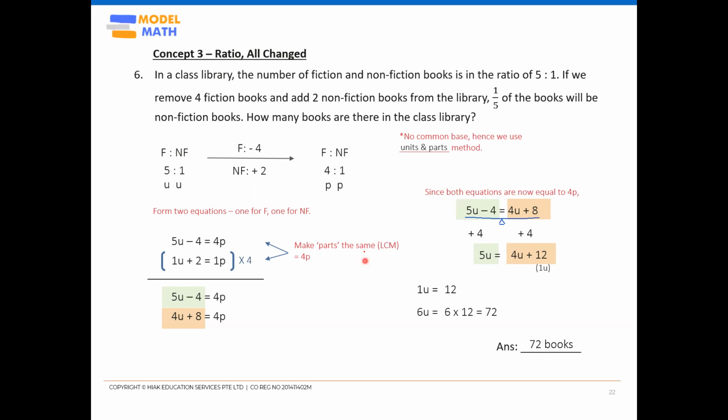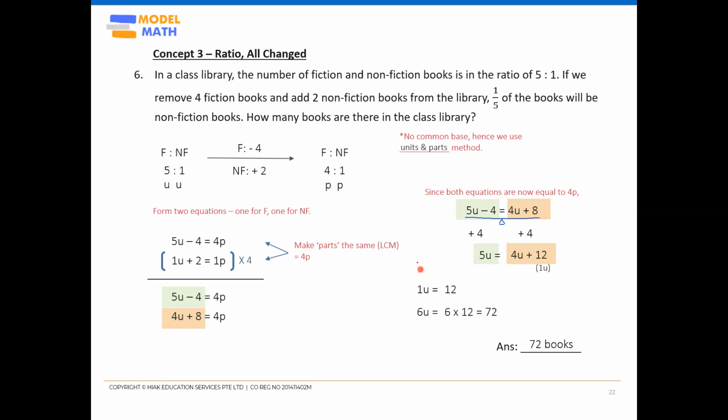Now, let's say this is not an if question. Let's say they say that really, we remove 4 fiction books and add 2 non-fiction books, whatever it is, how many books are there in the class library in the end? So let's say I tweak the question, I change it to how many books in the end. Now, if you look at in the end, there will be 5 parts, not 5 units. So please do not go and take 12 times 5, because this 12 is for 1u. Remember I said before 1p and 1u may not have the same value. Most likely it will not be the same value.